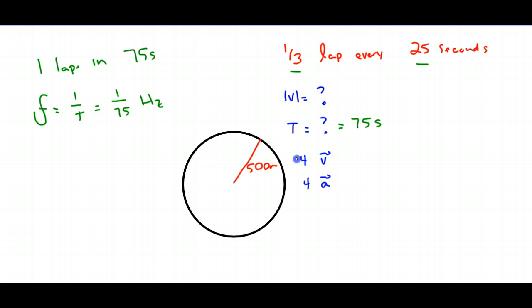Now, the next thing for us to do is to find the velocity, because we know that in general, our velocity is given by 2 pi r divided by t. So this is going to be 2 pi times 500, and we're dividing that by our time period of 75 seconds. So when we do that, we end up with a velocity of 41, not 71, 41.8 meters per second. Okay, 41.8 meters per second.